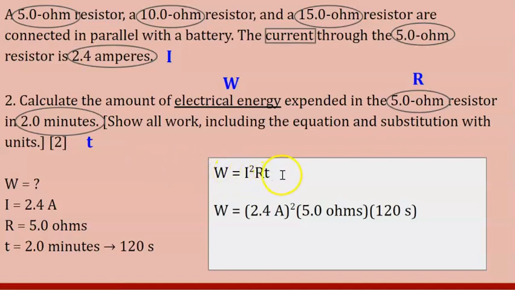So I'm going to start with W equals I squared RT, and then I can plug in my values. I squared becomes 2.4 squared, R becomes 5, and T becomes 120. As long as you include units when you list your variables, you don't technically have to include them here in your equation, but as always, it might help you, so feel free. And then I just plug that right into my calculator, 2.4 squared times 5 times 120. And that gives me my answer, 3,456 joules.